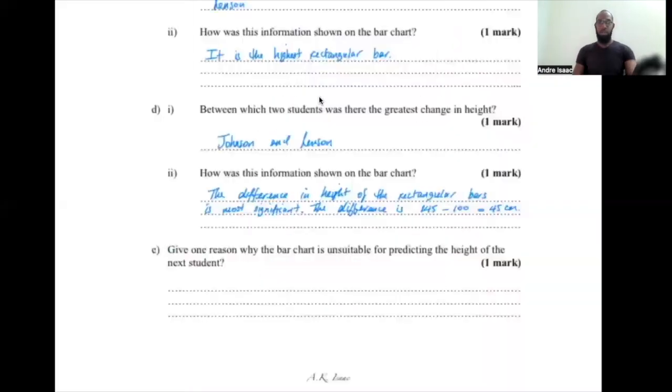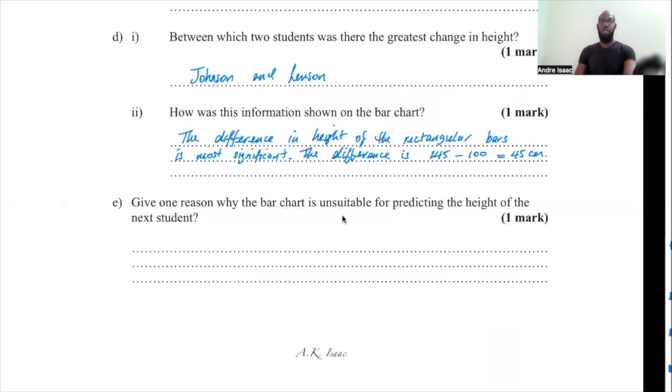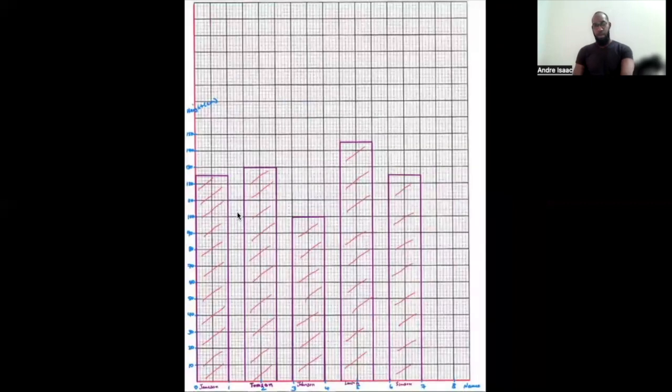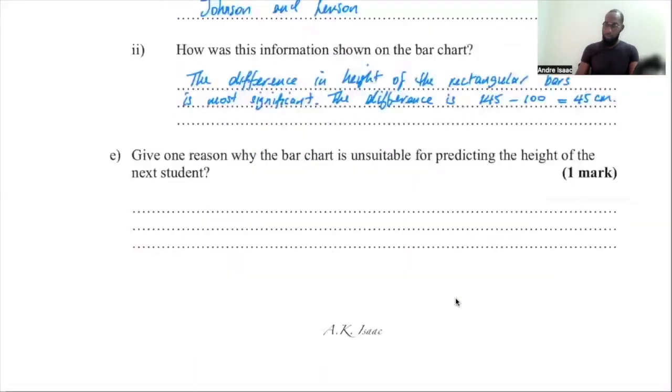The last one, they said give one reason why the bar chart is unsuitable for predicting the height of the next student. When you look here, we see these are the heights. If you think, what is the next student? We cannot tell because the bar chart does not predict heights. The bar chart just states what the data represents. So that's all we put in.